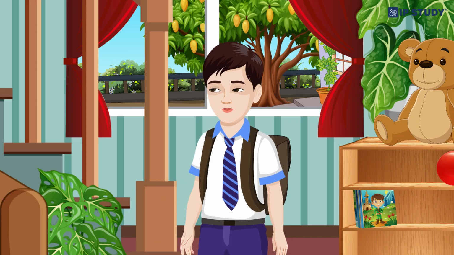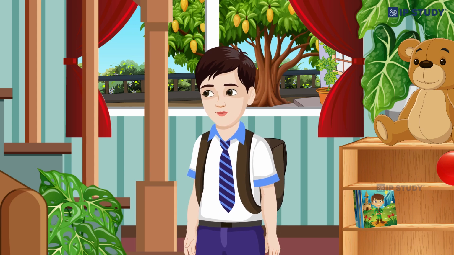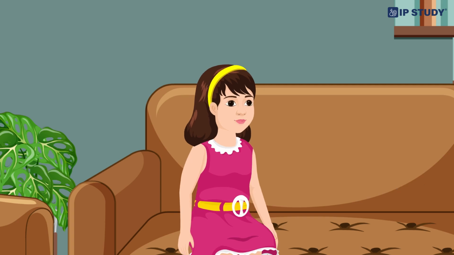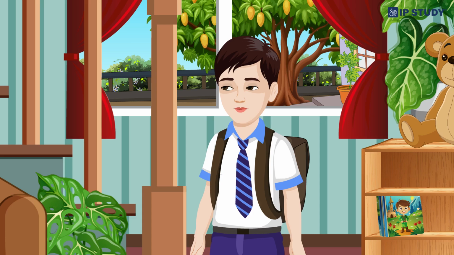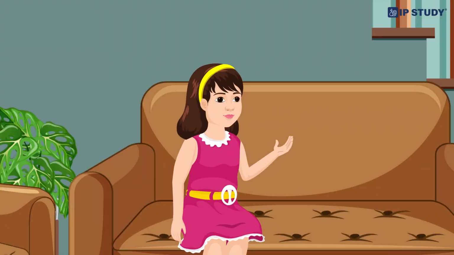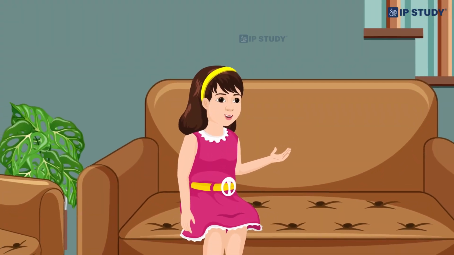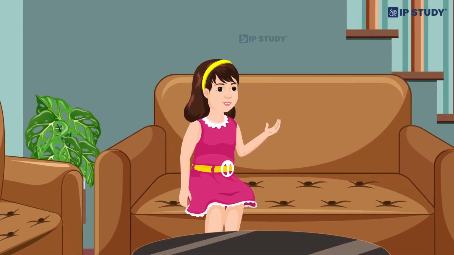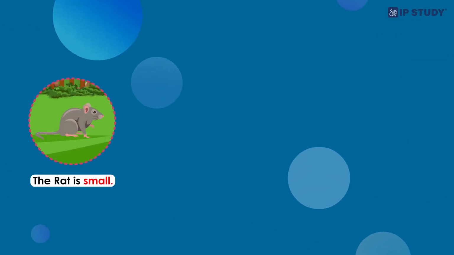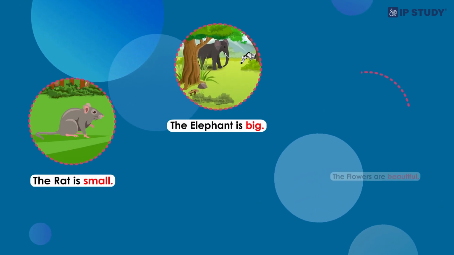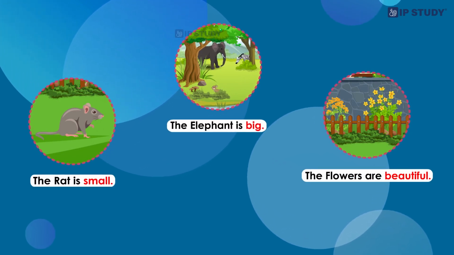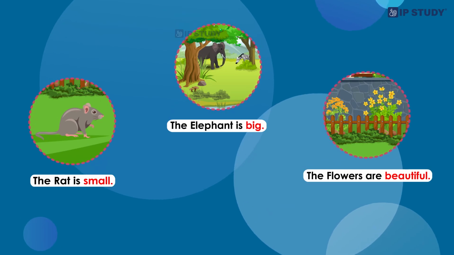The teacher will give us an object name and we need to describe it. Akshit, have you heard of describing words? No, Janvi. What are describing words? Okay, let me explain. When we use some words to explain more about a naming word, these words are called describing words. For example, the rat is small, the elephant is big, and the flowers are beautiful. Here, small, big, and beautiful are describing words.